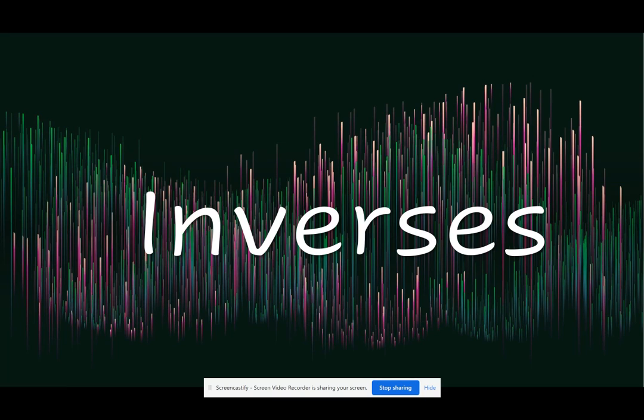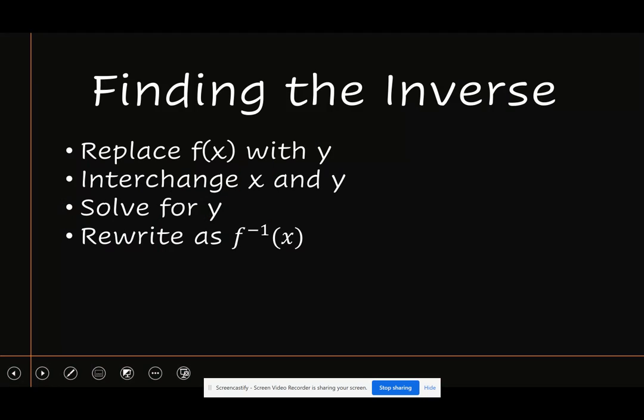Okay, so this is going to be a short video, but the last topic we're going to look at in radicals is the inverses. So we're going to be talking about one-to-one relationships too, and checking to see if inverses are one-to-one, to see if it's a function. But we're really going to be focusing on finding the inverse.